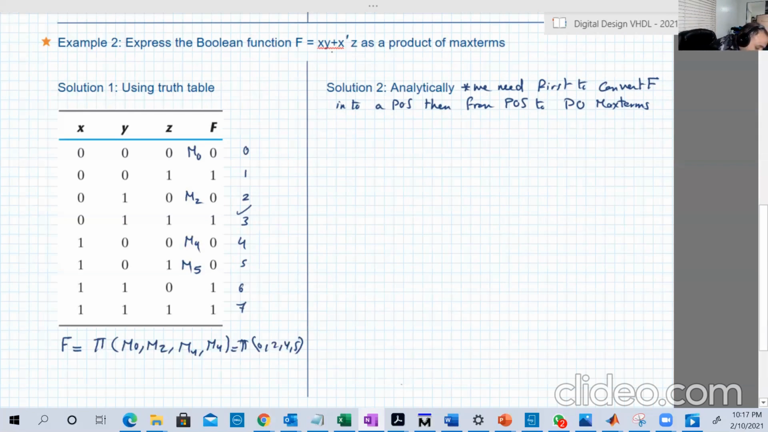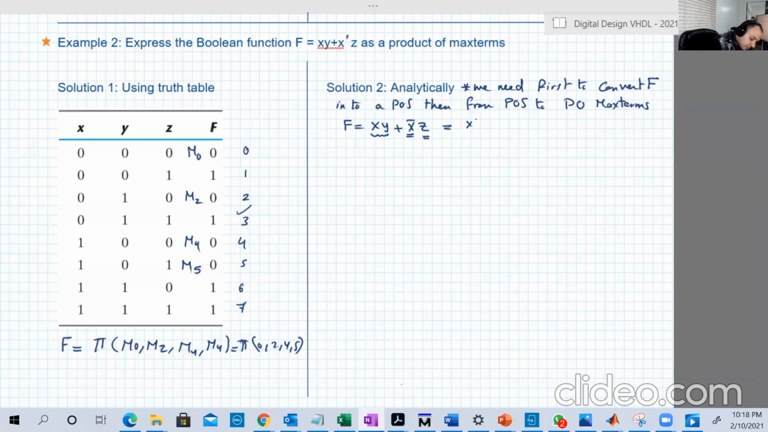So begin first. We have two terms here. F equal to xy plus x bar z. That's very simple. Let's use the very beneficial property, which is the distributive property. Basically you can distribute xy over x bar and z. It's a very unique and very useful property in digital logic for Boolean algebra. So this is basically equal to xy or x bar, then xy or z.